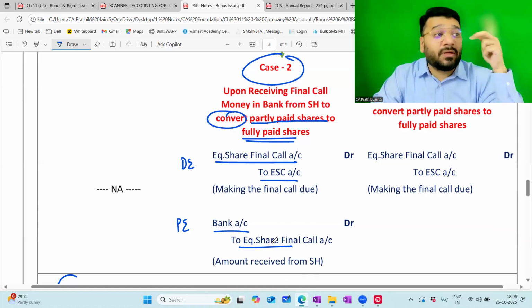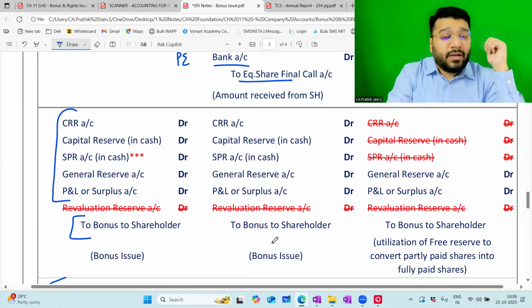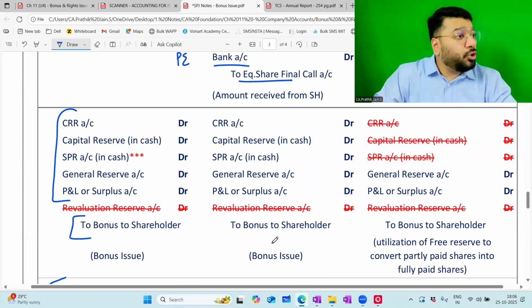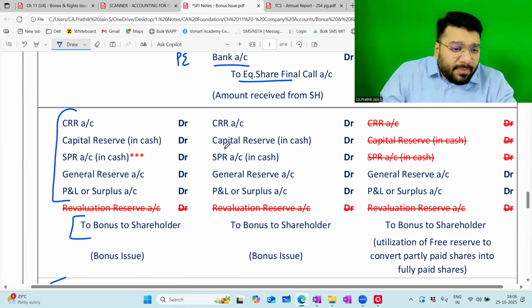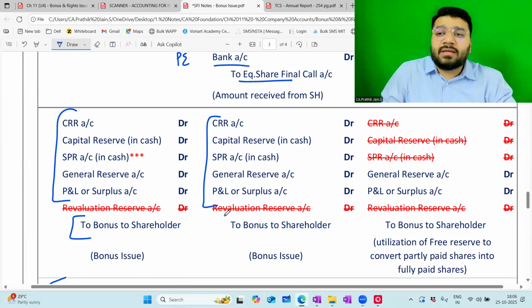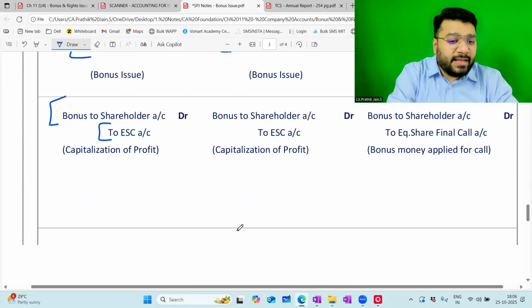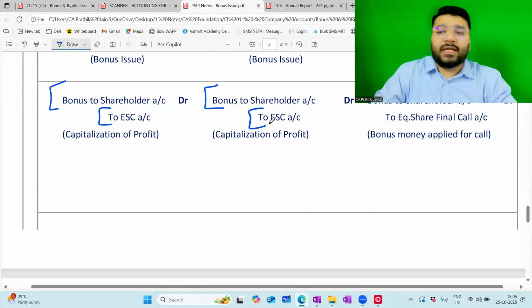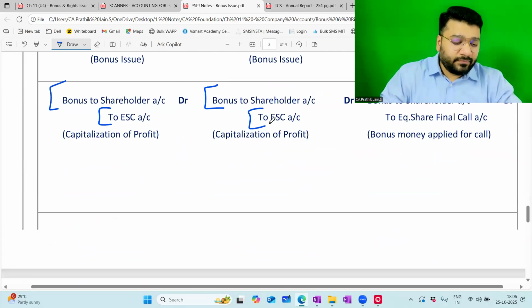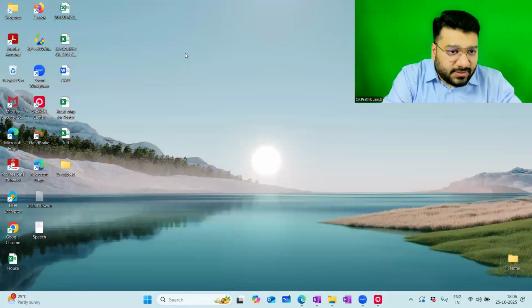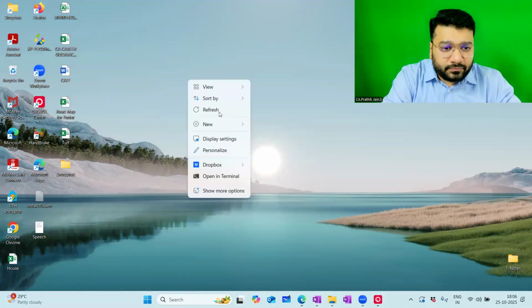Partly paid shares become fully paid. Now you are comfortable, good to go and do the bonus issue. Same entry, no change: Reserves to bonus to shareholder, and then bonus to shareholder to equity share capital. Any problem in this? Online people, please tell me, any problem in this? No, sir.